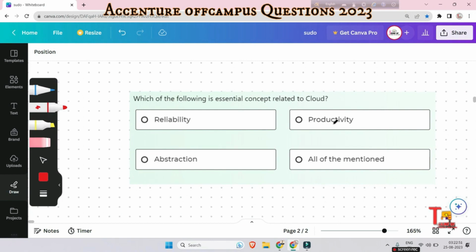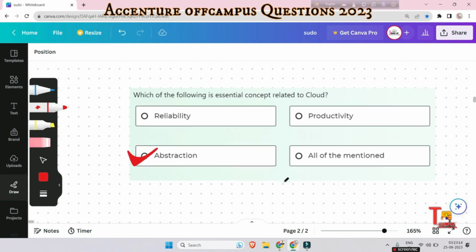Which is an essential concept related to cloud: reliability, productivity, abstraction, or all of the mentioned? Actually, the answer will be abstraction, right? Cloud computing abstracts the details of system implementation from users and developers, right?